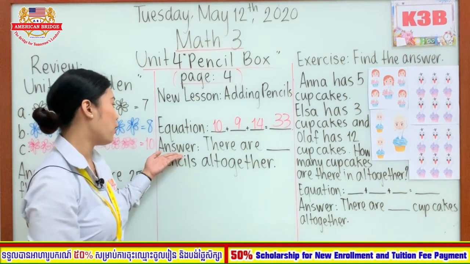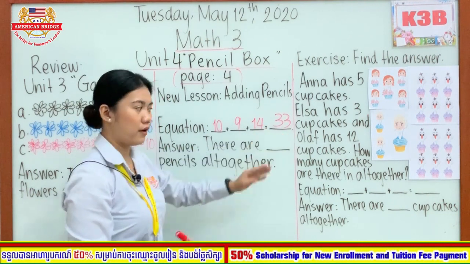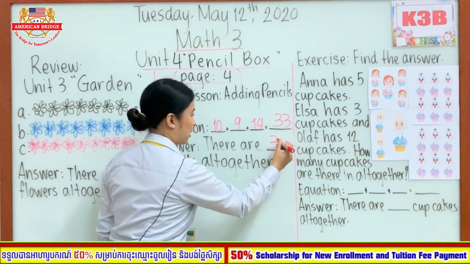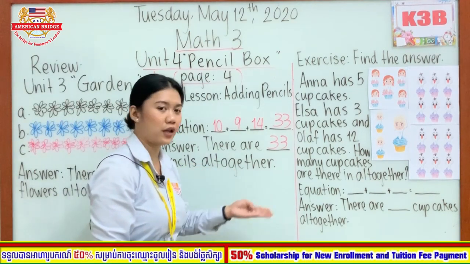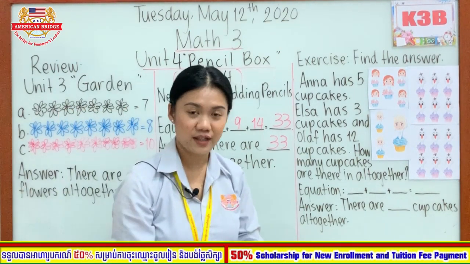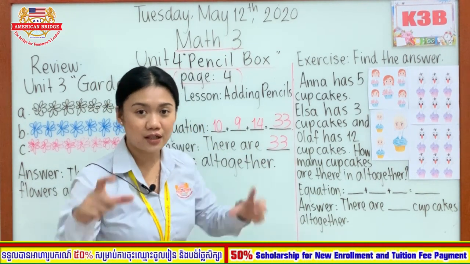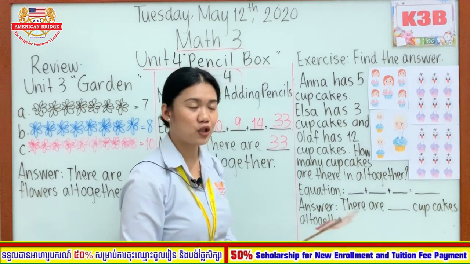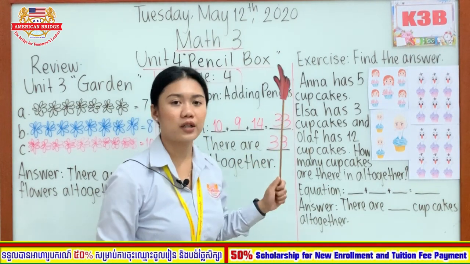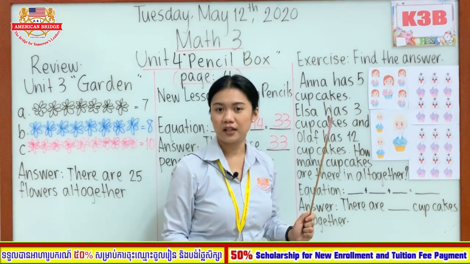33. Okay, here's our answer. There are 33 pencils all together. Very good. Love for yourself. Read again and then write the correct answer and then take a photo, okay? Great. Now, move on to our exercise for today. Can you help teacher find the answer?